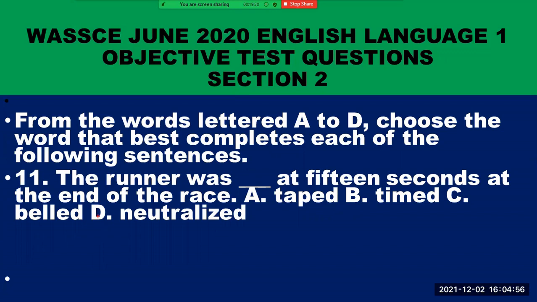Take note of the fact that this is WASSCE June 2020, and then this is section 2. Instruction: from the words lettered A to D, choose the word that best completes.